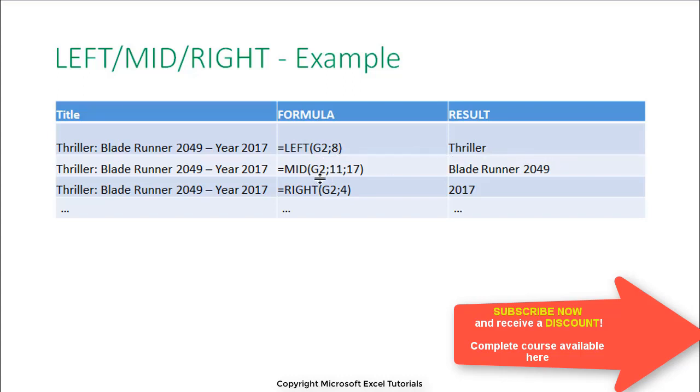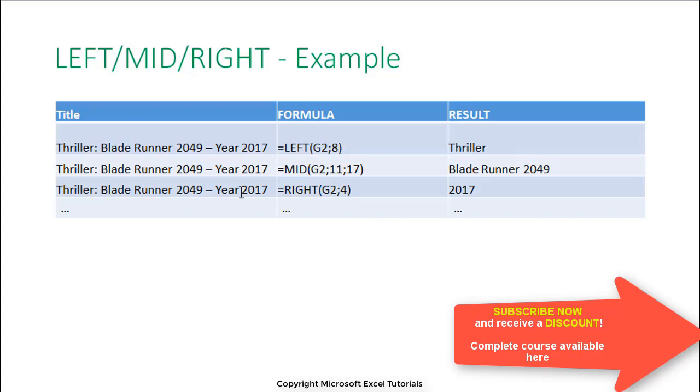Suppose I only want the first 17 characters starting from character 11, which is the title. Then I can use the mid formula. I specify my starting position, which is 11. At position 11 I have B, and my length is 17, so if I count starting from B, then character 17 is 9, so my result would be Blade Runner 2049.